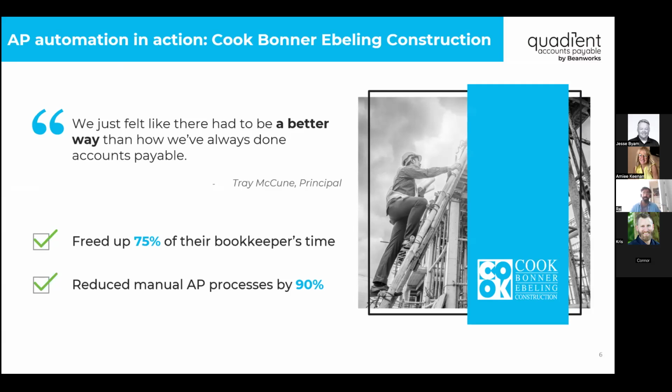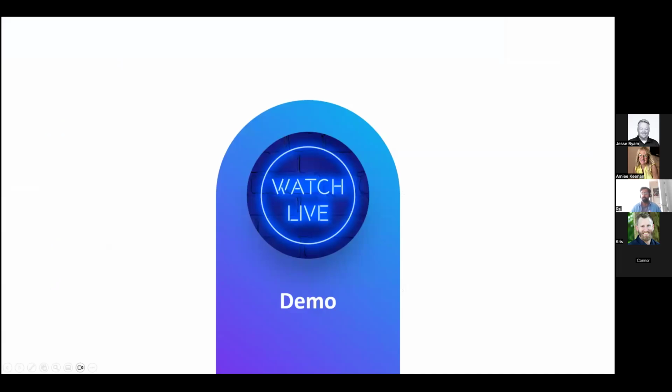According to Trey, implementing Quadient AP has streamlined our invoice approval process, allowing us to allocate more time towards details on the job site rather than staying in the office to code invoices. So we hear stories like this all the time. Customers come to us and they're spending a lot of time on these manual tasks for all things involved with AP, whether it be data entry, approval follow-ups, managing POs, expenses, or payments. So let's hop into the demo now. We'll give you a high-level overview of what the solution looks like, and then I'll pass it back to Amy.